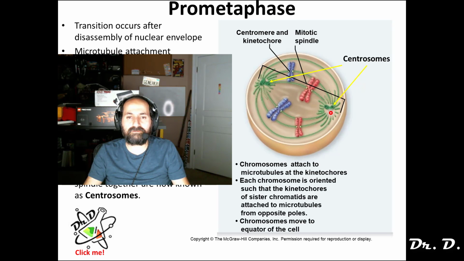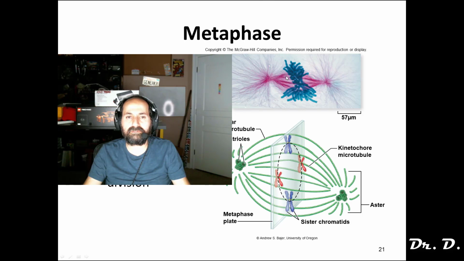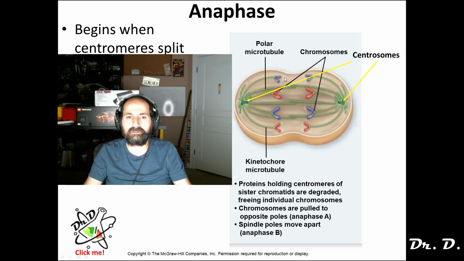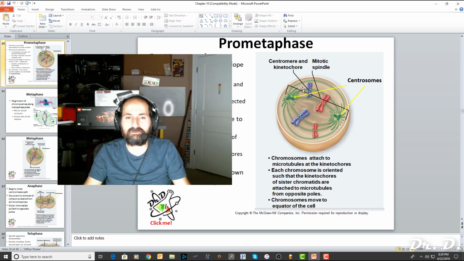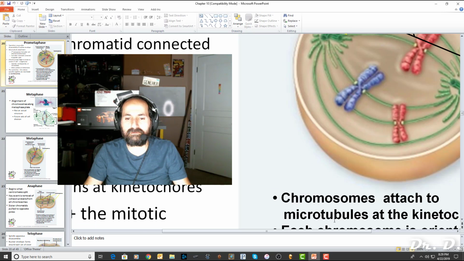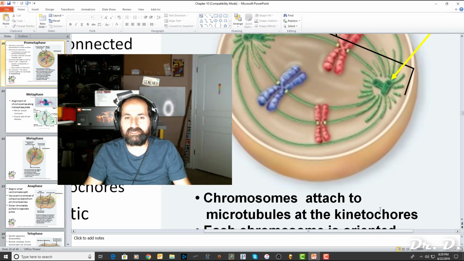The centrosomes are at opposite poles of the cell, and look at the mitotic spindle. Look at the microtubules. They've really grown, right? And look what the microtubules have done. Can we zoom in on this at all? Let me zoom in on this a little bit.